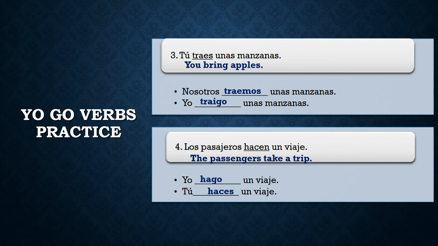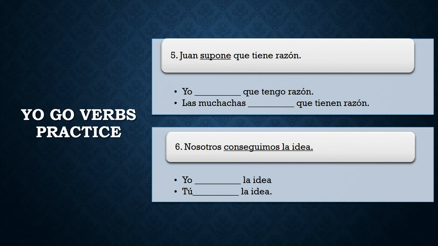You might be asking why I'm having you practice other forms besides the yo form. It's because it's very important to realize that Yo Go verbs are conjugated perfectly normal, exactly like you're used to, except for the yo form. And the last two, 5 y 6, Juan supone que tiene razón, and nosotros conseguimos la idea. Pause the video. I will count to 3.